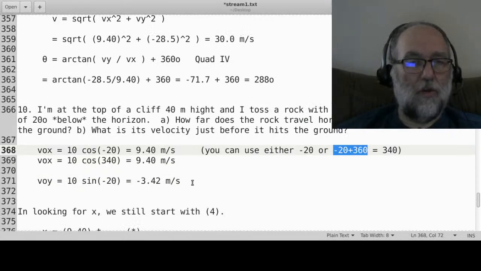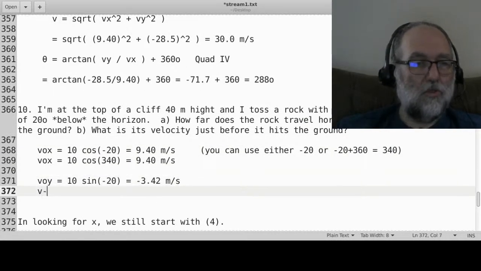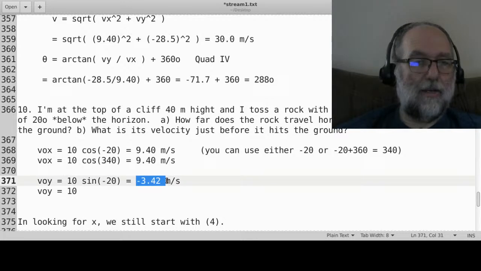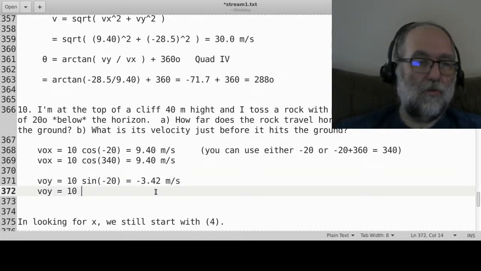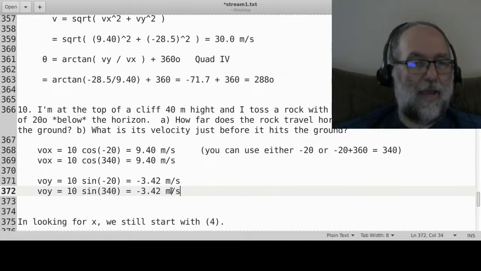In fact, you could try it over here too. You could try this on your calculator. Do it both ways on your calculator, and you'll see that if you do 10 sine of negative 20, you get negative 3.42. Or if you do 10 sine of 340, you still get negative 3.42. Either way you'll get the same answer.